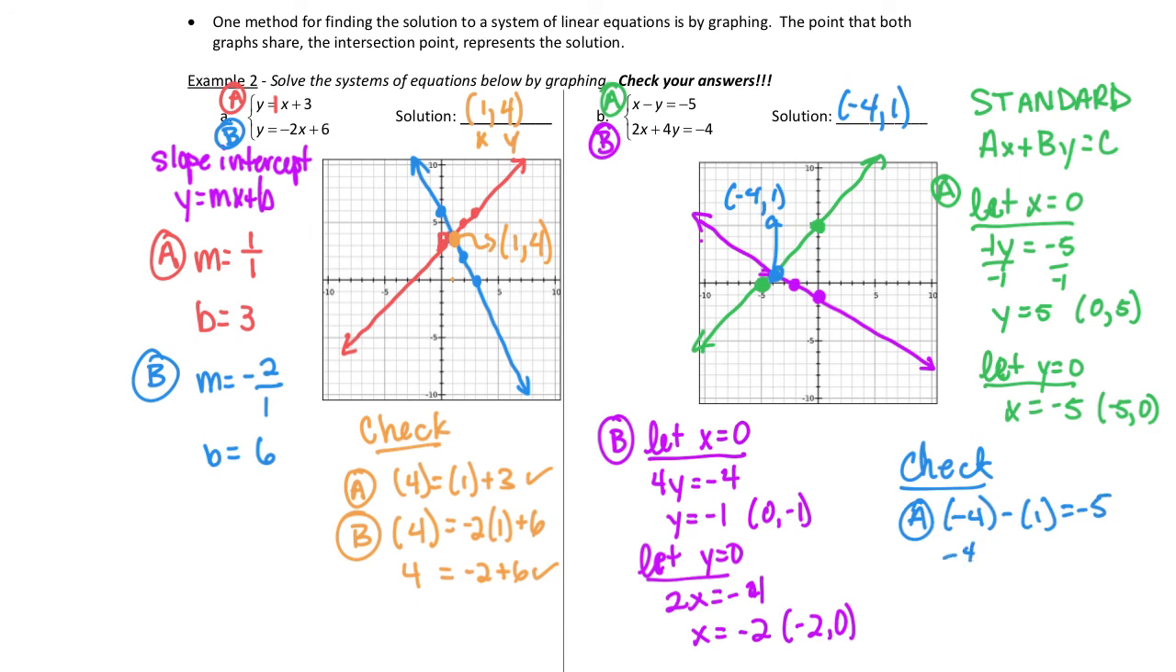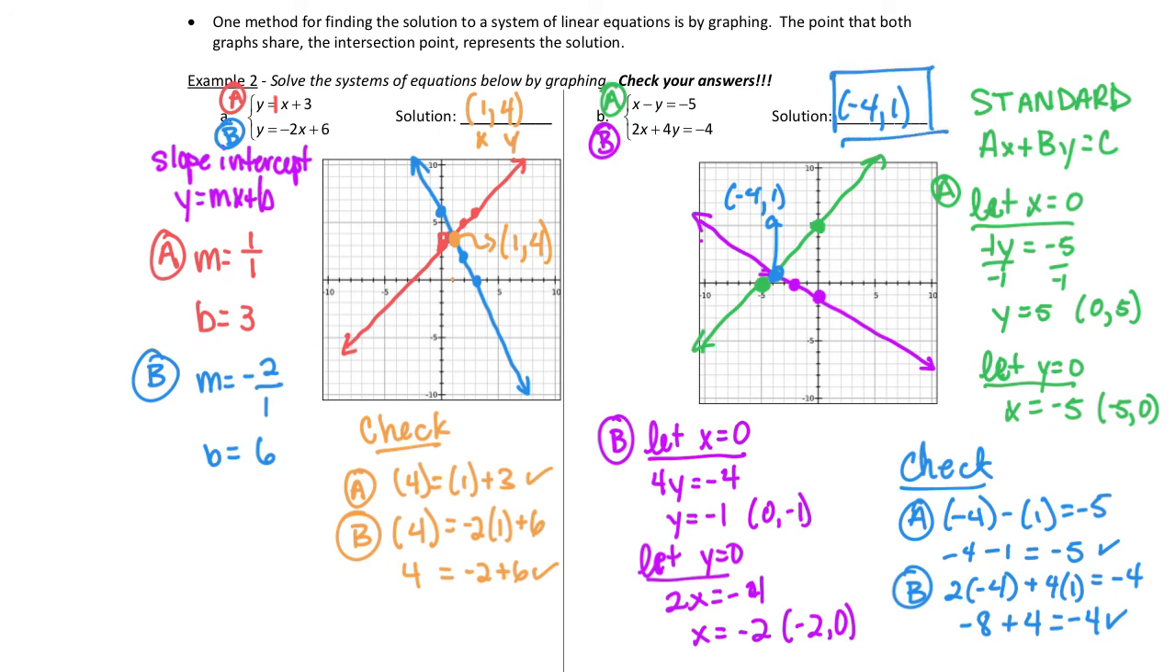-4 minus 1 does equal -5. So that looks good. For part B, we've got 2 times that -4, which is the x, plus 4 times that 1. We want to see if that equals -4. So I've got -8 plus 4 equals -4, and that is true. So definitely -4, 1 is the solution for this system.